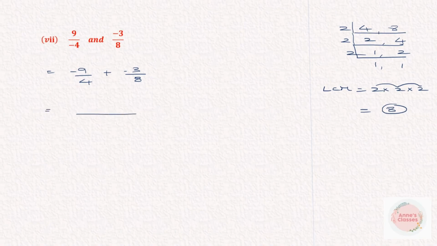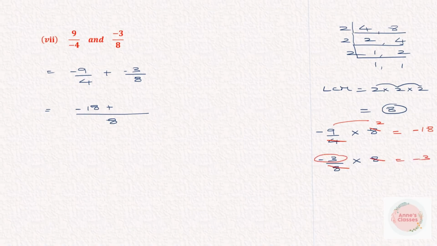So here let's write 8 as the LCM. So let's take the first fraction, minus 9 by 4, multiplied by the LCM 8. So here 4 2s are 8. Now multiply minus 9 into 2, minus 18. 9 2s are 18. So this will be minus 18 plus, let's take the second fraction, minus 3 by 8 and multiply this by the LCM which is 8. Now 8 and 8 get cancelled, so we only have minus 3 left. So this will be plus minus 3. So this is minus 18 minus 3. Because we have plus before the bracket, this sign will not change. So now we have this.